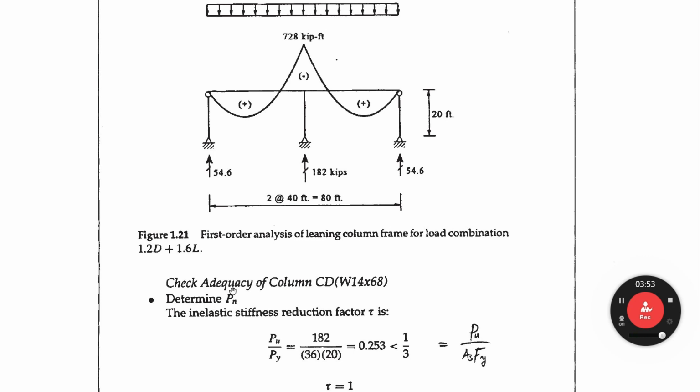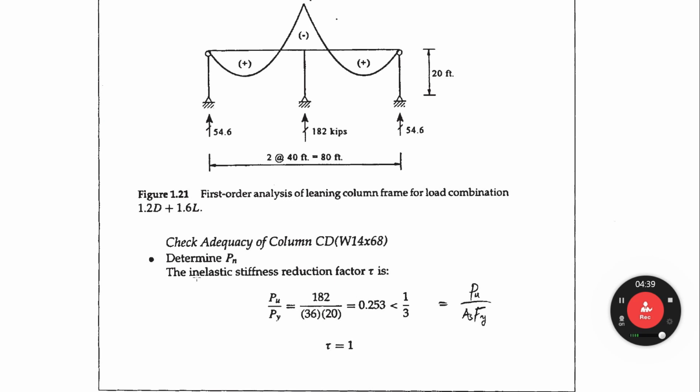In order to determine column strength, we have to calculate the K factor, right? The effective length factor. In order to calculate the effective length factor, we have to consider K factor modification. Firstly, we have to consider the inelastic stiffness reduction factor. Let's calculate Pu over Py. Py is the column yield strength, Pu is the axial force. That is 0.253. It is less than 1/3. That means there is no inelastic stiffness reduction, so tau equals 1.